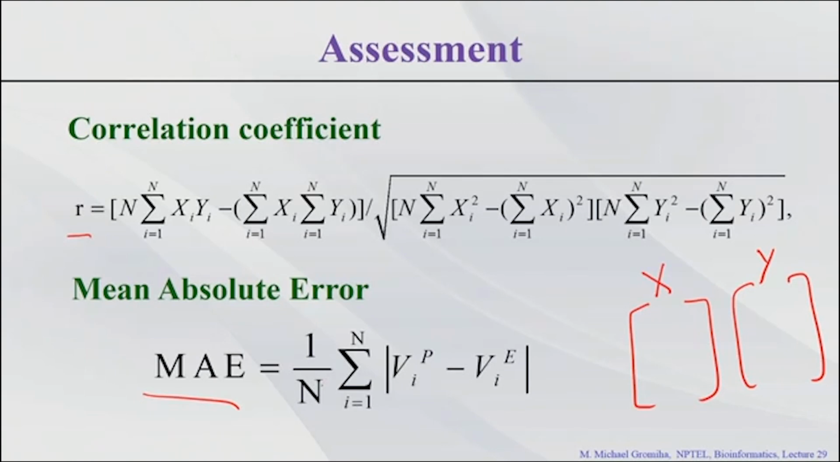So, this we can get: 1 by n, sigma of predicted minus experimental, take the absolute values, and take the average, then we will get the mean absolute error. So, should the mean absolute error be high or less? Less. The correlation coefficient should be high. So, if you get a good high correlation and less error, then you can say your method works fine.